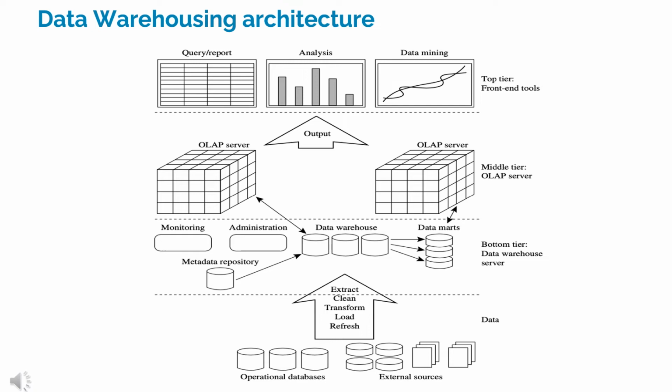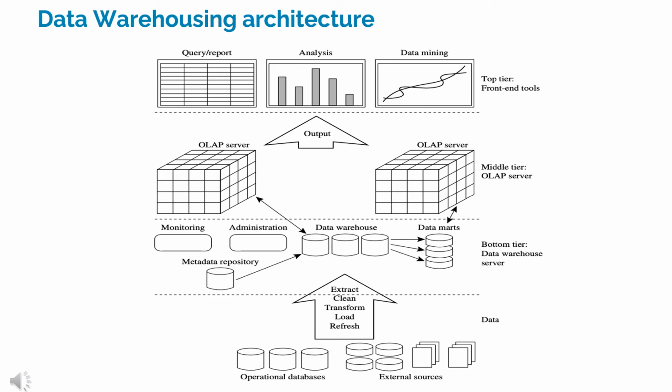The data are extracted using an application program interface known as a gateway. A gateway is supported by the underlying DBMS and allows client programs to generate SQL code to be executed at the server. Examples of gateways include ODBC and OLE DB, that is Object Linking and Embedding Database by Microsoft, and JDBC, Java Database Connectivity. This tier also contains a metadata repository which stores information about the data warehouse and its contents.